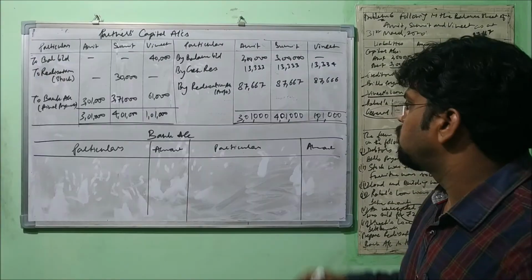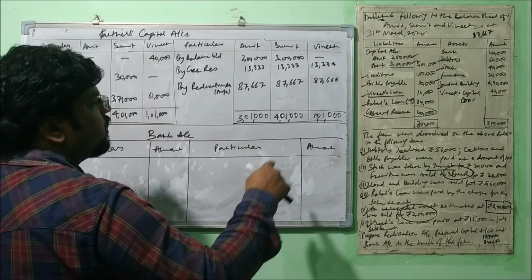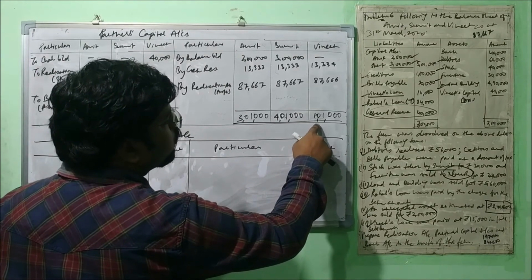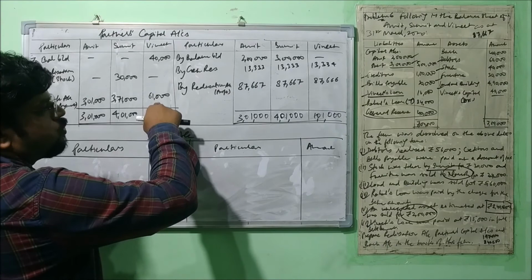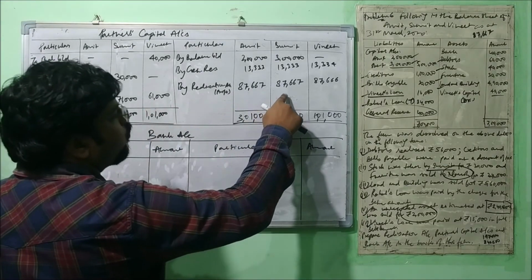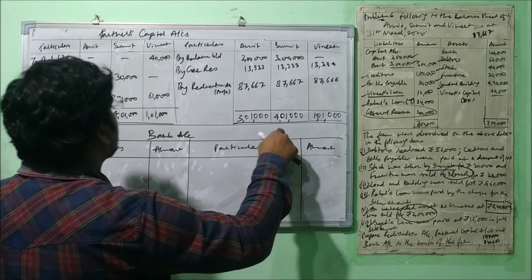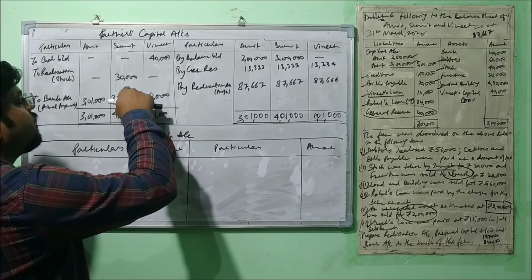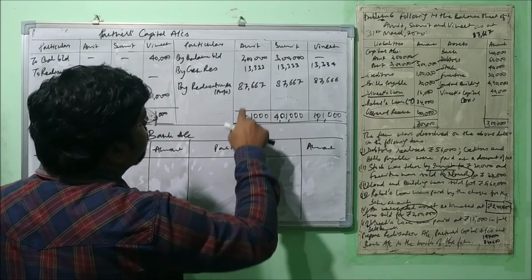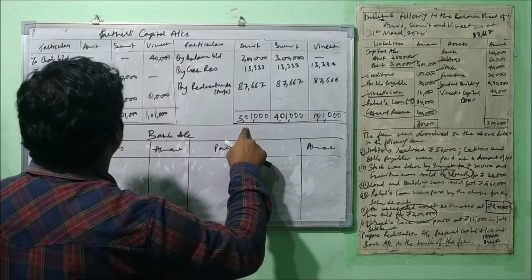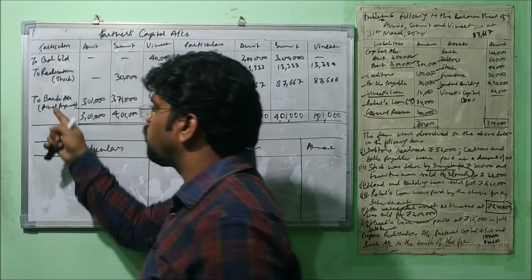Let's see. So we made the total of Vinny's account. It was 1,01,000, and after deducting 40,000, 61,000 was left to be paid, right? And for Sumit, it was 4,01,000, and after deducting this 30,000, we got 3,71,000 to be paid to him. And for Amit, it is 3,01,000, and the same amount has to be paid to him. That is the final payment.